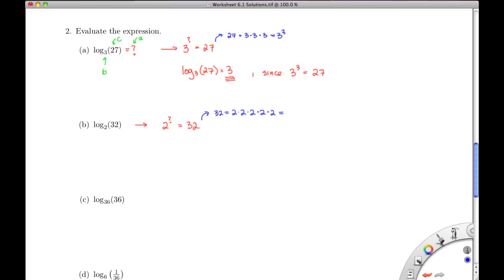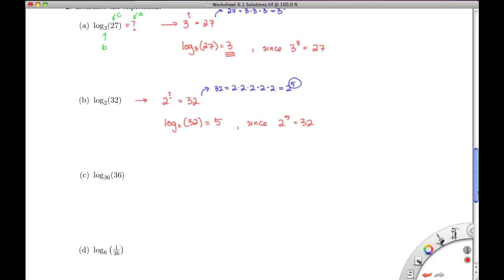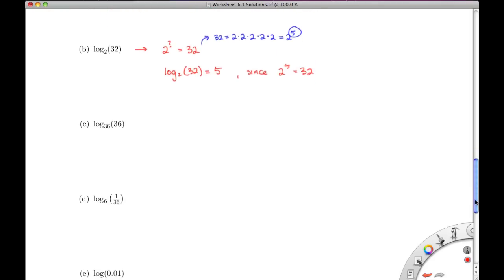So we can rewrite 32 as 2 to the power of 5. So there's the exponent that we were after. That's the value of the log here. So we can say that the log base 2 of 32 is equal to 5. And again, this is since 2 to the power of 5 is equal to 32. So again, the value of the logarithm is just that exponent of our base that gives us the value in the argument slot. Okay, so now we'll move on to part C.